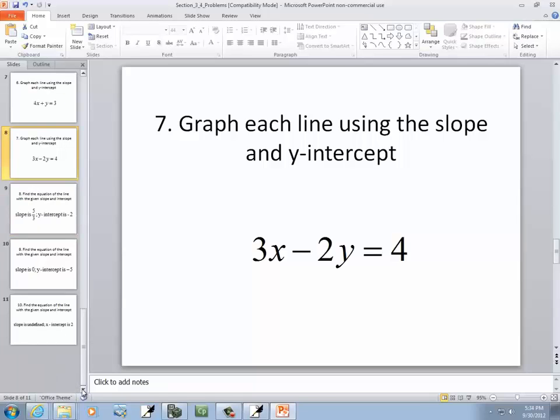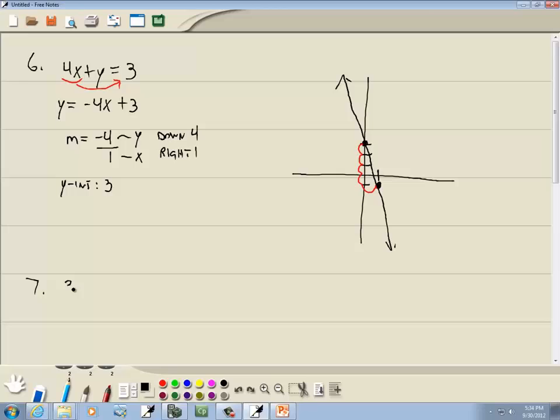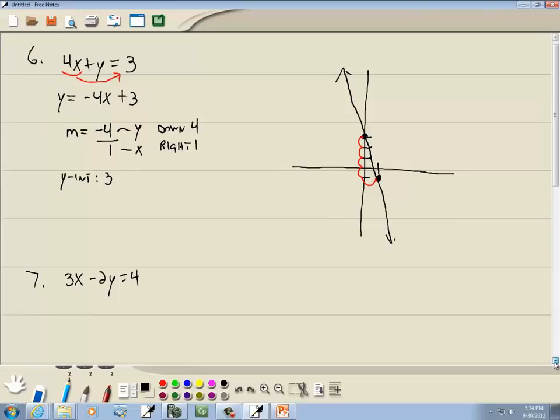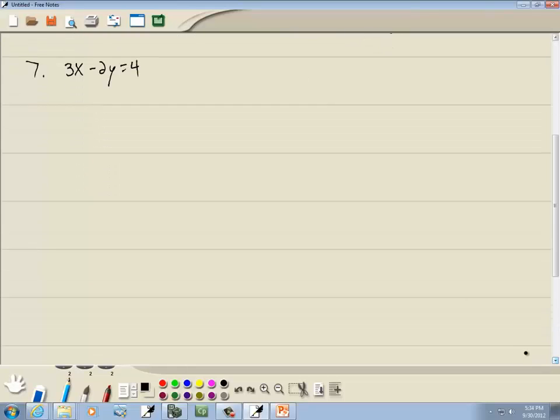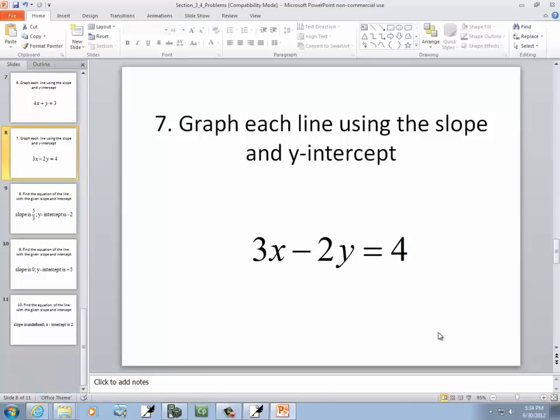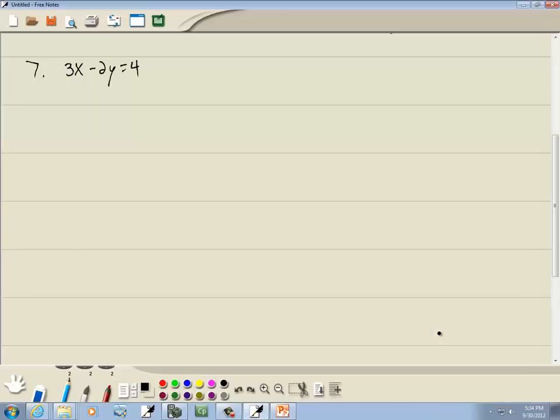Let's take a look at another one. We've got 3x minus 2y equals 4. And same instructions. We want to graph each line using the slope and y-intercept. Well, we have to solve for y. Have to put it in slope-intercept form. So I'm going to take negative 2y to the right side and take the 4 to the left side. Anytime you take anything across your equals, the sign changes. That becomes 3x minus 4 is equal to 2y.